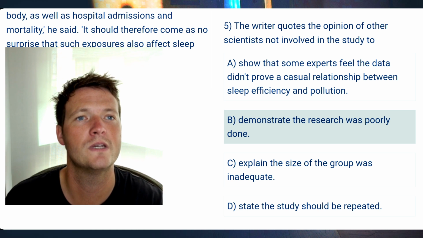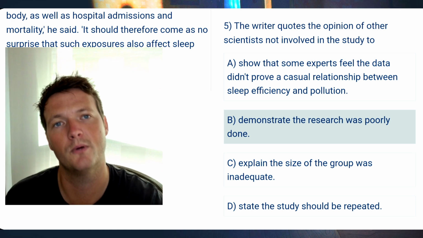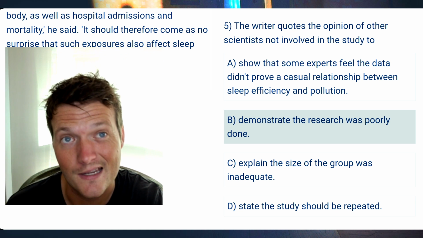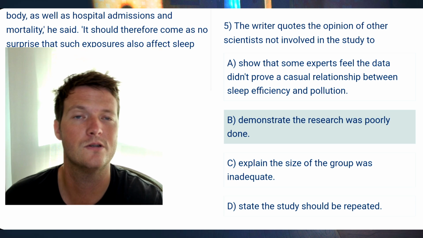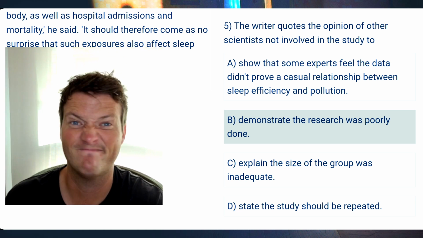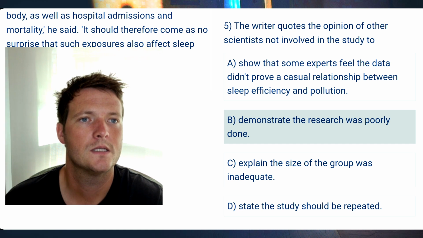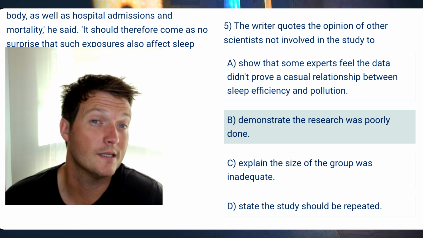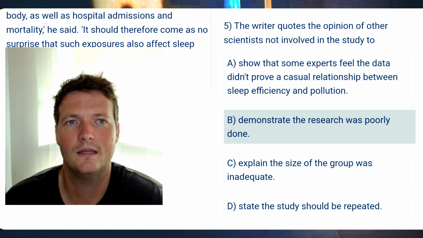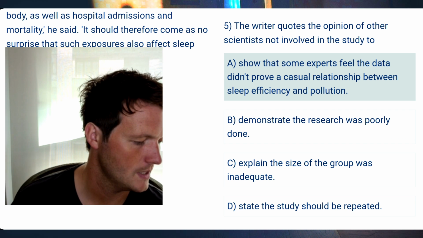B, demonstrate research was poorly done. I don't think so. I don't think he thinks the research was poorly done. I don't think those other scientists said that it was poorly done. They were just giving their opinion. C, to explain the size of the group was inadequate. I don't think either of those two said that. D, state that the study should be repeated. Again, doesn't say that. I think the answer is A here. I think in number 5 I would lean towards A, definitely.